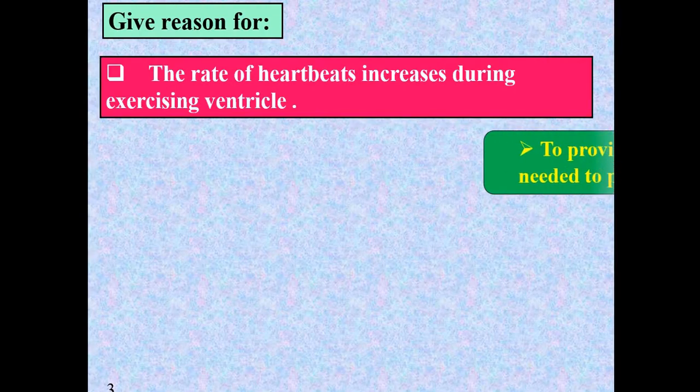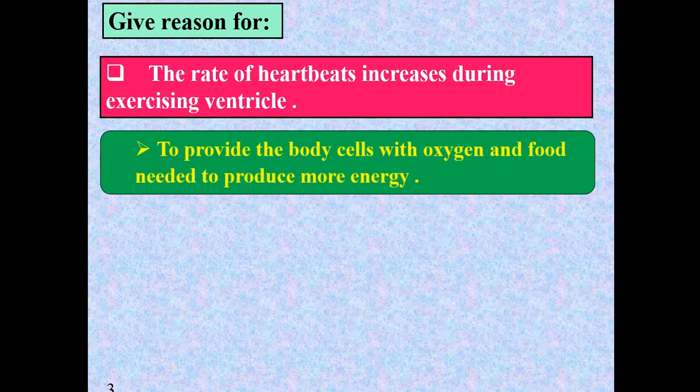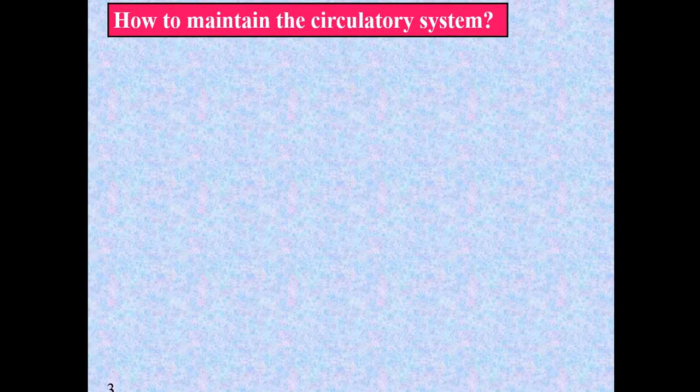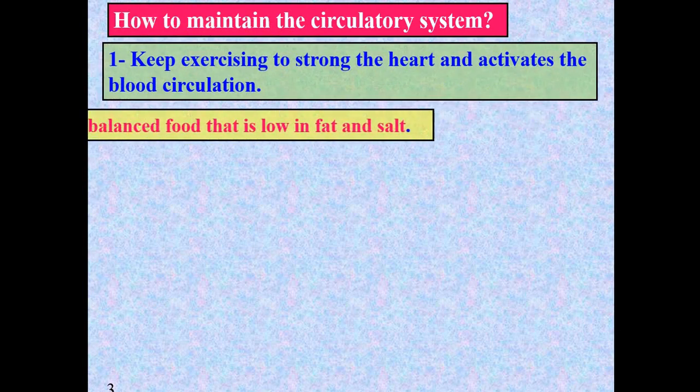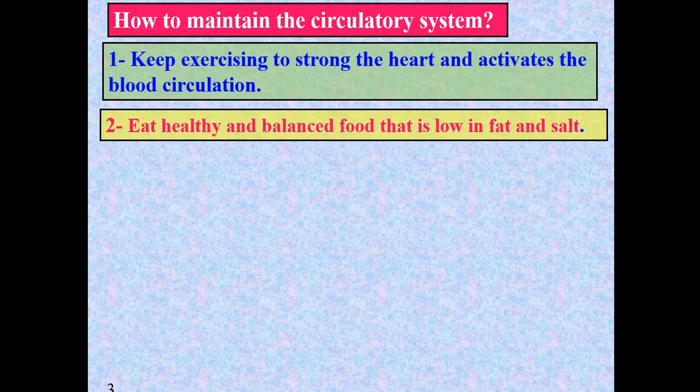Give reason: the rate of heartbeats increases during exercise. We said to provide the body cells with oxygen and food needed to produce more energy. Okay, how to maintain the circulatory system? How to make your circulatory system healthy?